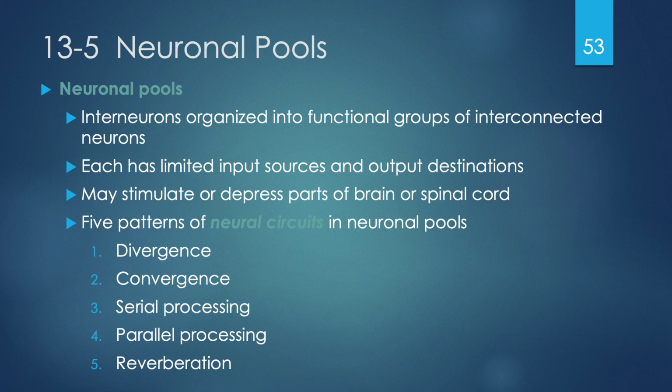So each of these interneurons is going to have a limited source of input, and the same thing goes for its output. It's only going to receive so much information, it's only going to send out so much information, and it can't connect with something that's not connected to it. So it has to have a certain linear relationship. And each of these interneurons can actually have an excitatory or inhibitory response on parts of the brain or spinal cord. So let's look at each of these 5 patterns in the next couple slides.